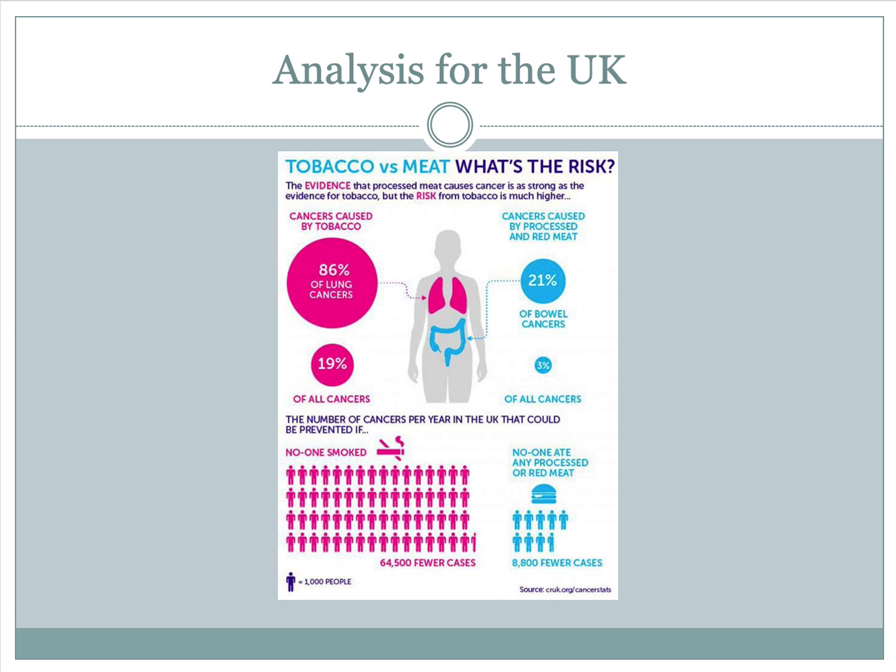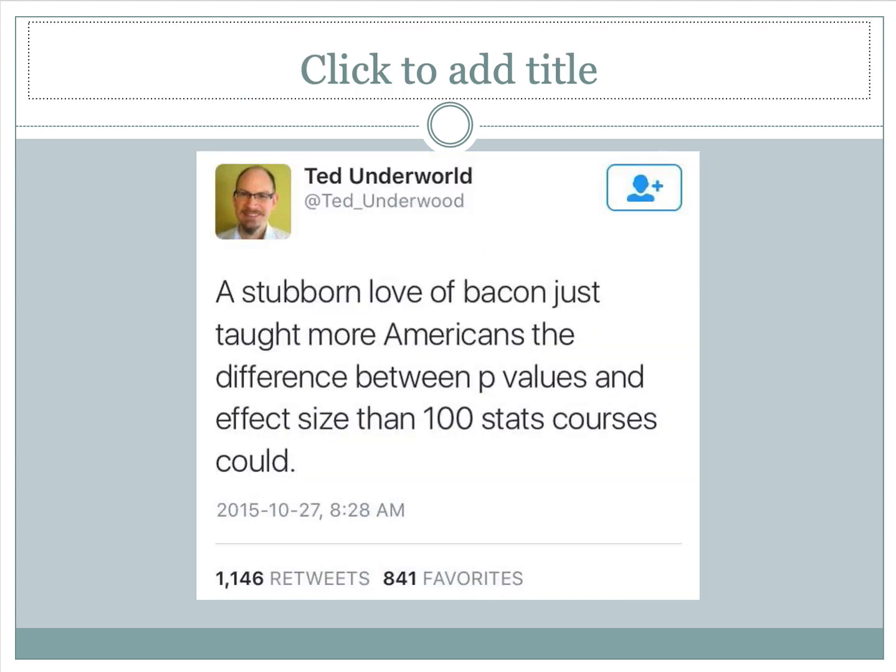No, definitely not. And I kind of liked this little tweet that came out after all of this discussion of the research. Stubborn love of bacon just taught more Americans the difference between p-values and effect size than 100 stats courses could. That is probably true. People were really desperate to find a way to justify continuing to eat bacon when all of these bacon cancer headlines came out. But it's not that they're wrong, right? It's definitely worth going beyond just saying, is there a significant effect? Is there a significant difference between my groups? Good to go the one step further and say, but how much of an effect is there?